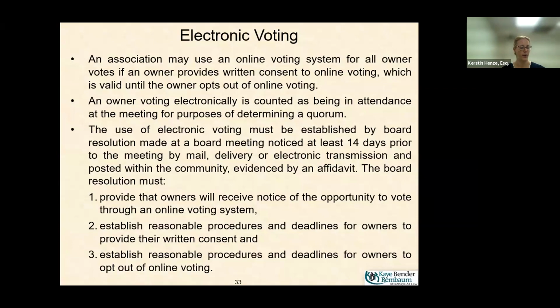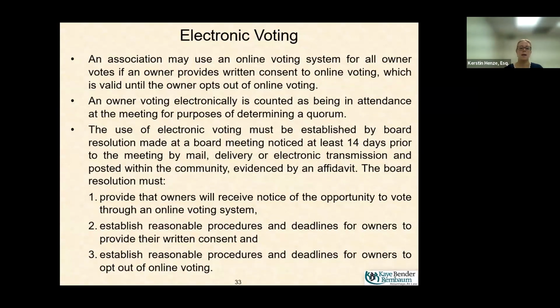All right, electronic voting. This is for all three: condos, co-ops, and HOAs. So the association can establish, institute an online voting system. Okay, the board can do that. This doesn't require membership approval. The board can adopt a resolution implementing electronic voting. The board needs to meet and adopt this resolution with notice of that meeting provided at least 14 days prior.